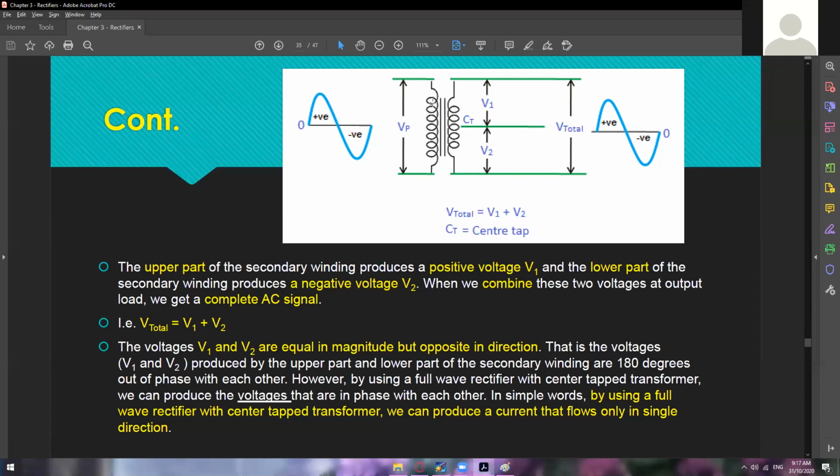So again, I'll just mention this one. This is our primary winding, the left side, and then the second one is the secondary winding. Okay, they are 180 degrees out of phase with each other. However, by using a full wave rectifier with a center tap transformer, we can produce the voltages that are in phase with each other. In simple words, by using a full wave rectifier with center tap transformer, we can produce a current that flows only in a single direction.